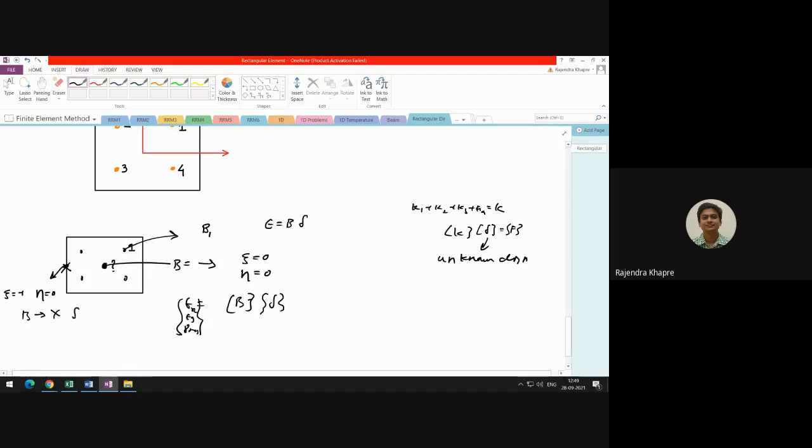Then multiply with delta so that you can get the strain. Similarly, if you want to know the strain at this point, at this point the value of xi is 0 and the value of eta is 1. In this way you can now get the variation of stresses within the element. This was not possible in CST because within the element the strain and stresses are considered constant, but with the help of this rectangular element you can now get the variation of stresses within the element.